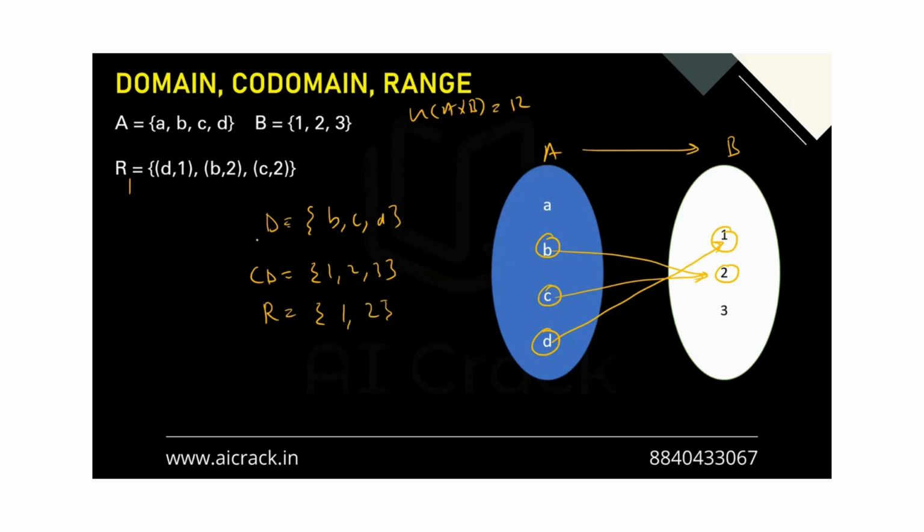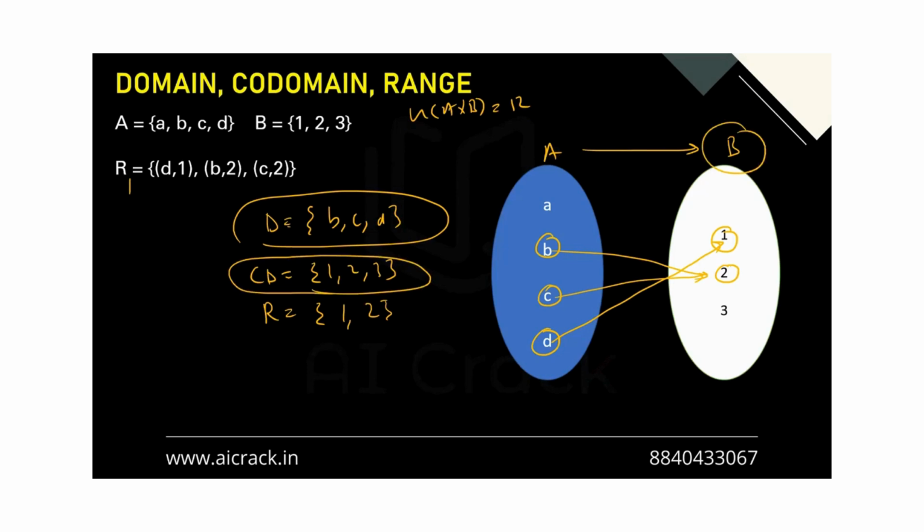Let me repeat it once again. For domain, all the elements from which mapping is starting. So if we are defining from A to B, mapping is starting from A. So all the elements of A from which mapping is starting are b, c, d. So that's why they come under domain. For codomain, all the elements of the set where mapping is ending. So in this case, mapping is ending at B, so all the elements of B are the codomain. Now, in case of range, all the elements of B which are being mapped, that is range. Okay, so 1 and 2 over here are being mapped, so that's the range.